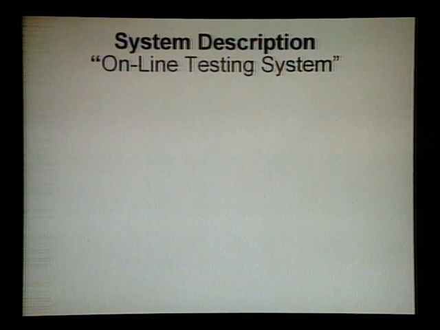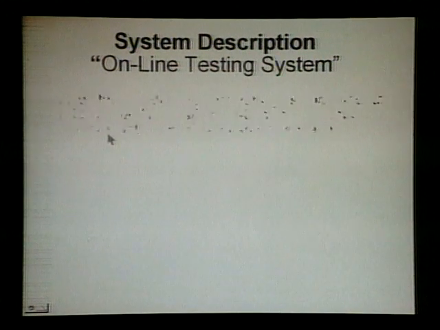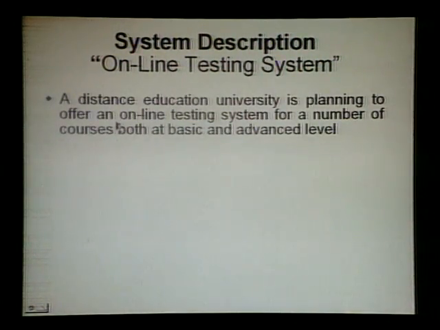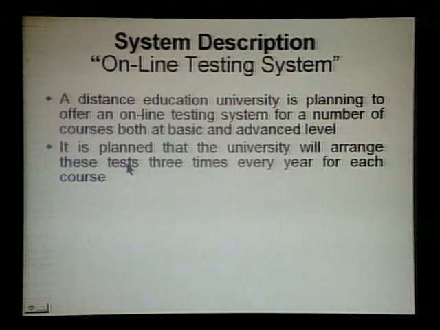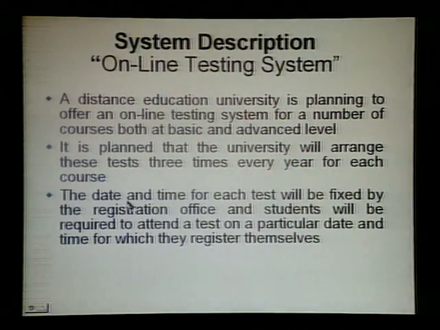Dear students, now let us briefly look at the requirements of the system. Let us have a look at the brief description of the system. A distance education university is planning to offer an online testing system for a number of courses both at basic and advanced levels. It is planned that the university will arrange these tests 3 times every year for each course. The date and time for each test will be fixed by the registration office, and students will be required to attend a test on a particular date and time for which they register themselves.